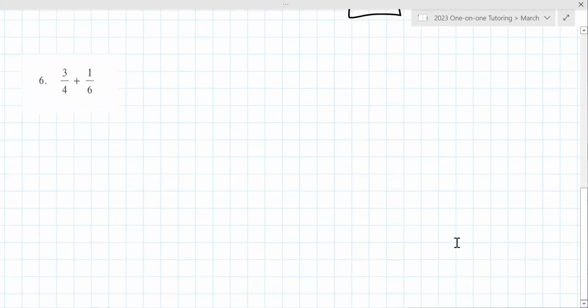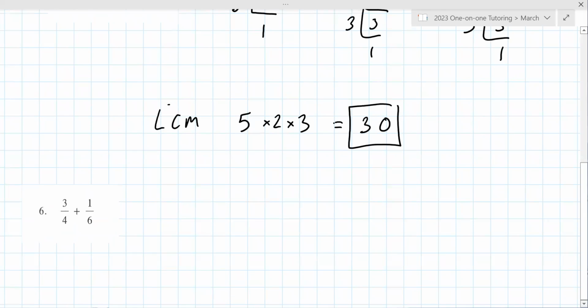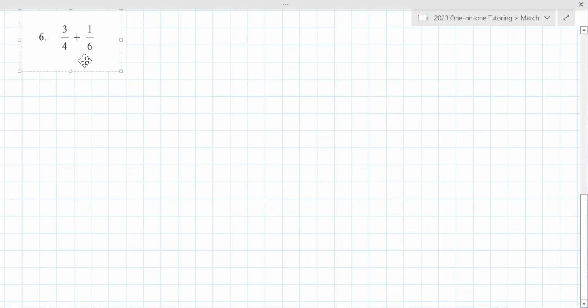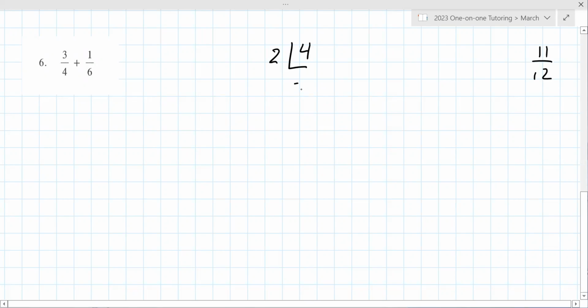I did this one on my own, and I don't think it's right, but let's just work it out together. We've got plenty of time here. The answer I got was 11 over 12, but I don't think that's right. Well, it might be. Don't be so hard on yourself. You might have gotten it correct. So we're going to do the same thing with the LCM. With 4, build our factor ladder, 2 and 2.